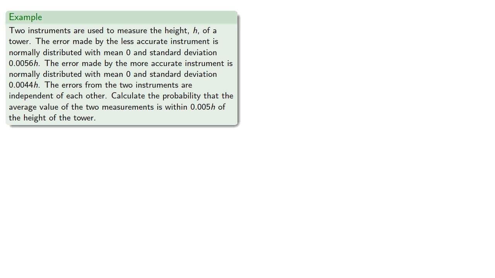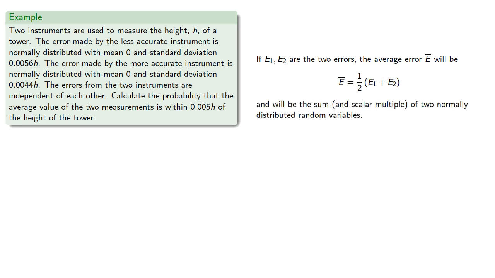So this is commonly used when we're measuring things. We take a series of measurements and find the average. So let's do that. If E1 and E2 are the 2 errors, the average error will be half the sum. And again, this will be the sum and scalar multiple of 2 normally distributed random variables.